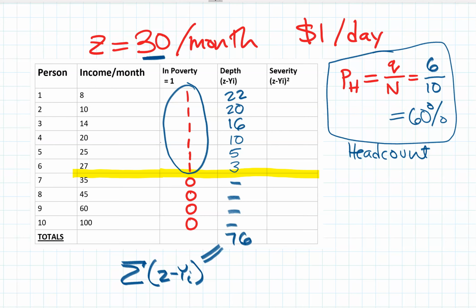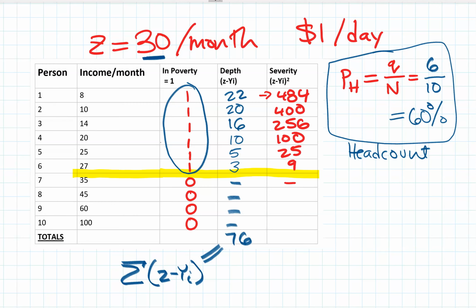Then finally, how do we calculate severity? Well, we just take the depth and we square it, right? So we're going to take the 22 and square it, and that's 484. We take 20, we square it. We take 16 and square it, and so on.